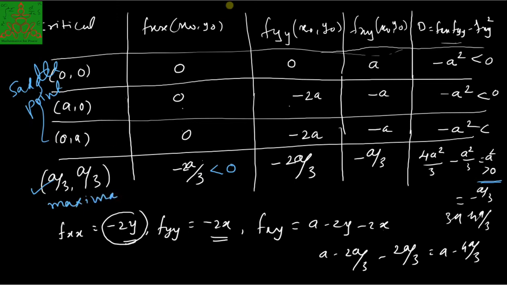And if you want to calculate what is the maximum value, you just need to calculate by putting the value into the function, that is a by 3, a by 3, that you can verify that the function gives you this value. So that's it for this video.